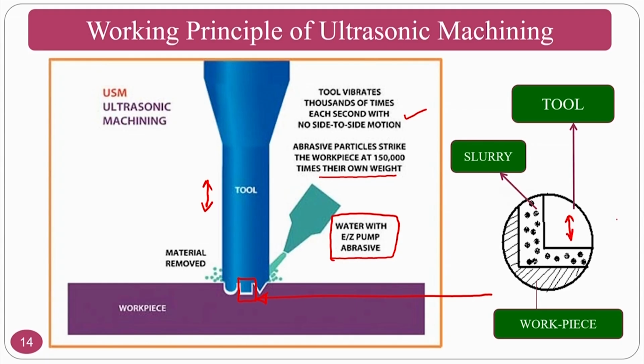Assume this is my tool and the abrasive particle is here. Whenever the tool reciprocates like this, the kinetic energy is carried to the abrasive particle. Assume my workpiece is here. The abrasive particle will move like this and create the crater. The kinetic energy of the particle will hit the workpiece, and the workpiece will take the shape given on the tool. That means the tool's converse shape will be taken in the workpiece.